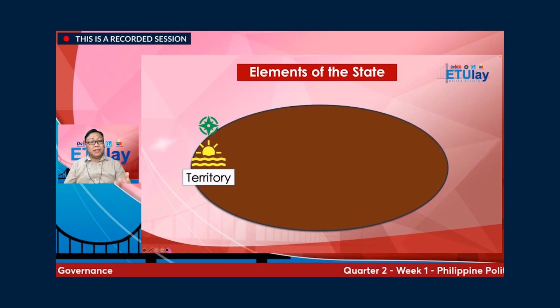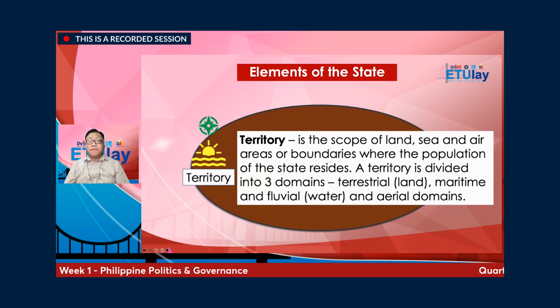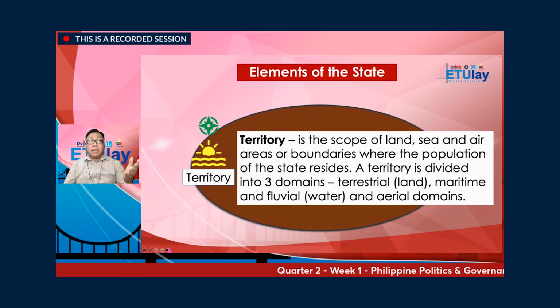Next, territory. A territory is the scope of land, sea, and air areas or the boundaries where the population of the state resides. So, a territory is subdivided into 3 domains. And these are terrestrial, or we call that one as land or kalupaan, maritime and fluvial, or the water. It can be the freshwater or the sea, and aerial domains or himpapawid.